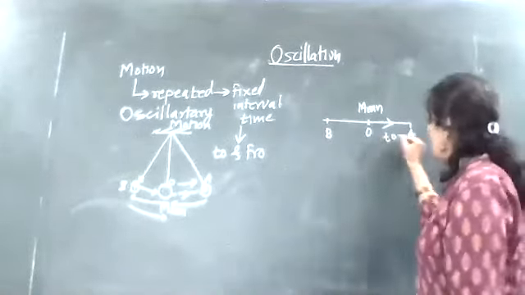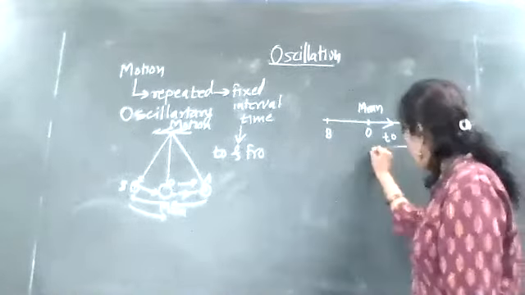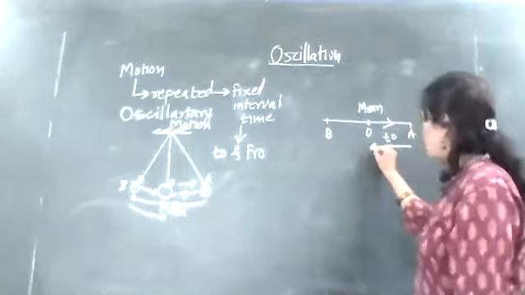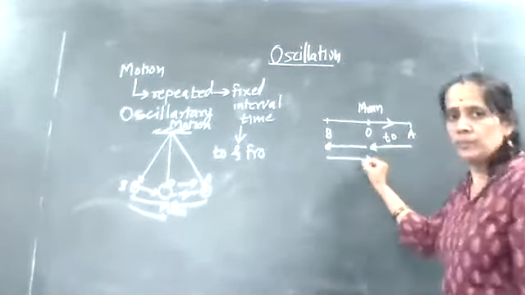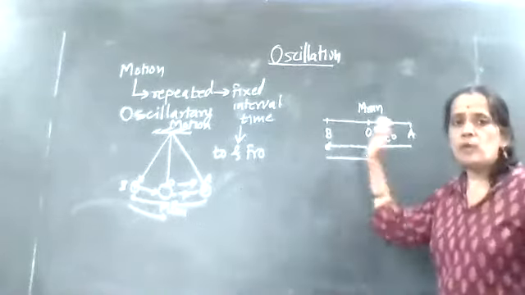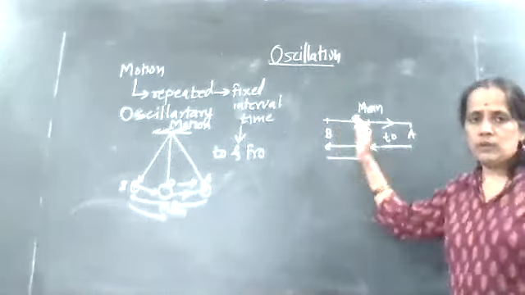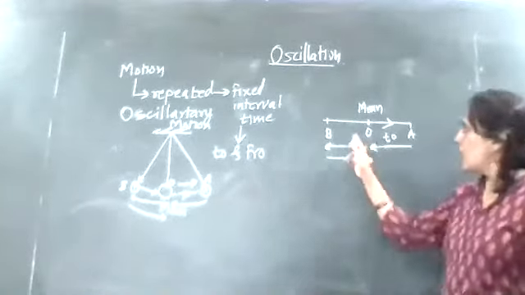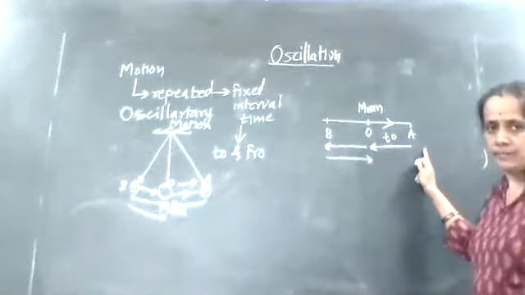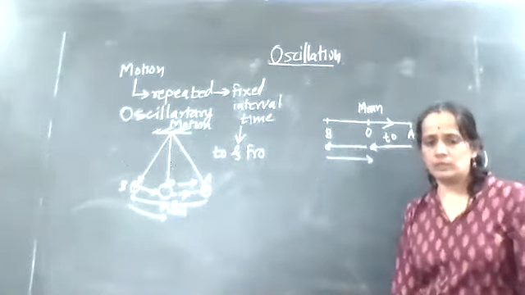The particle first will move from O to A, it will come back from A to O, then O to B and B to O. So this type of motion, which is a to and fro motion, which will occur after a fixed interval of time along a straight line, is to be called oscillatory motion.